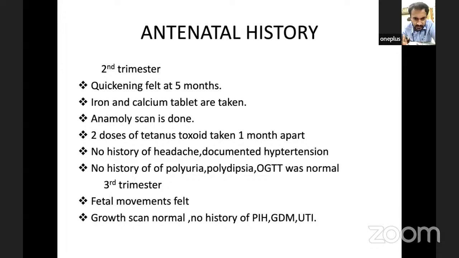Third trimester, fetal movements are well. Growth scan is normal. No history of pregnancy-induced hypertension, gestational diabetes, urinary tract infections. Good.